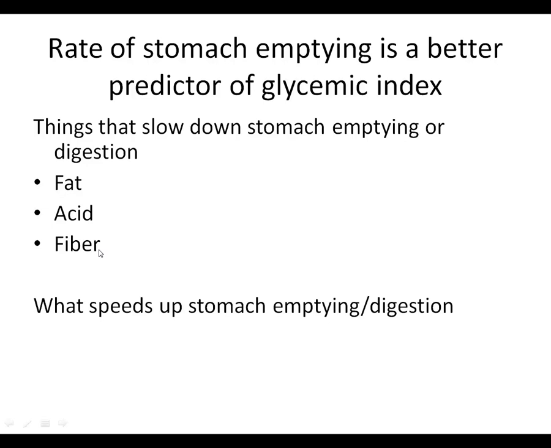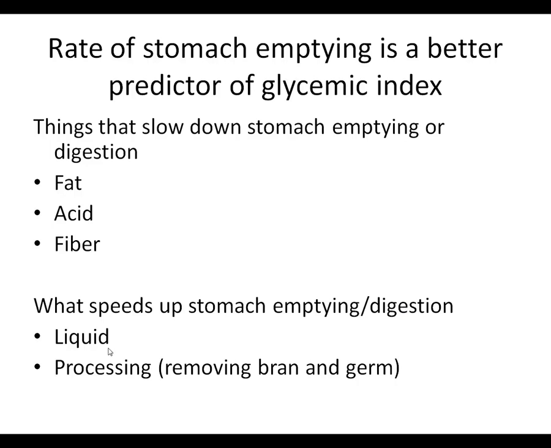The other factor in the diet that slows down stomach emptying is fiber. Foods that are high in fiber are slower to leave the stomach. And when you look through the list of foods, you'll see those which have high fiber, not necessarily those which are complex. Of course, fiber is a complex carb, but it's fiber in particular and not starch that determines the glycemic index. So what speeds up stomach emptying and digestion?